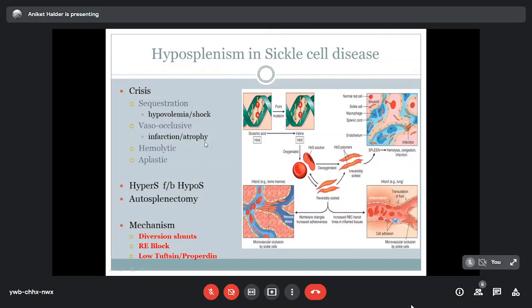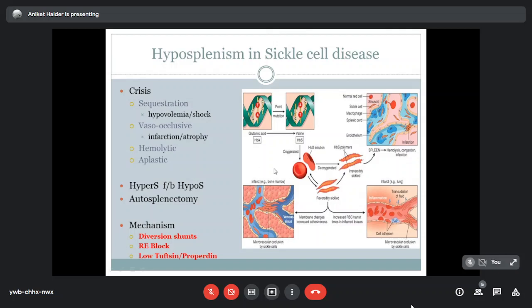The sequestration crisis, which I had discussed in the hypersplenism segment, is an acute crisis which occurs due to the acute trapping of these sickle red cells within the spleen, causing rapid enlargement in the size of the spleen with rapid entrapment of the blood elements, causing acute hypovolemia and shock.